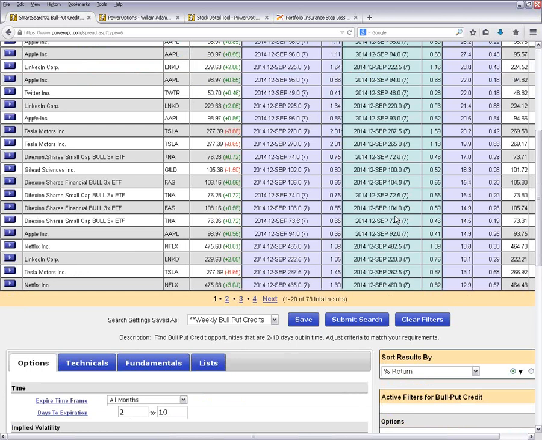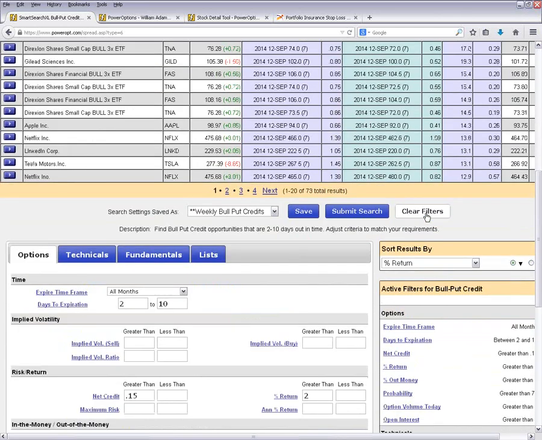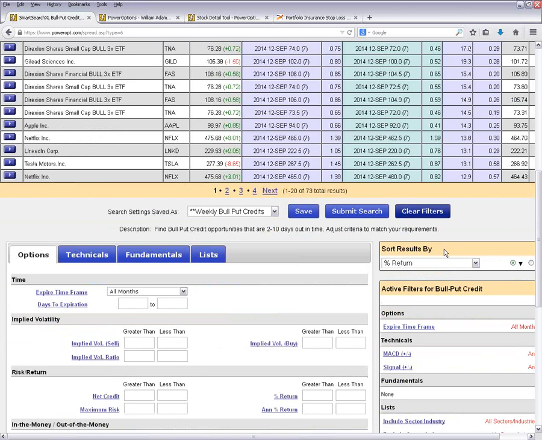Let's say I just want to look for bull put credit spreads on decent stocks that are maybe 20 to 35 days out in time. I want at least a 50 to 60 cent net credit minimum, and I want to make sure I'm getting at least a 10% yield and a good probability. Well, if they're there, this tool is going to find them.